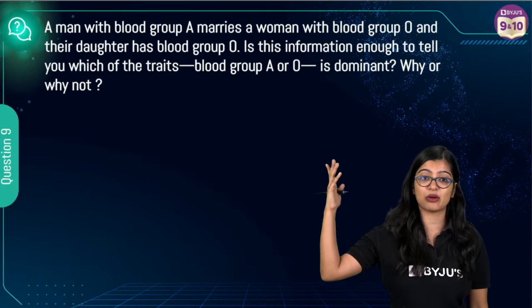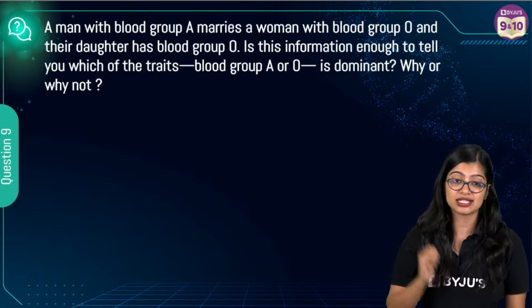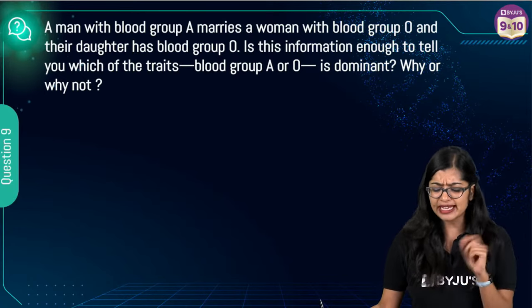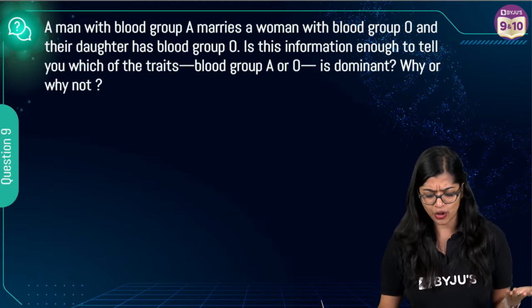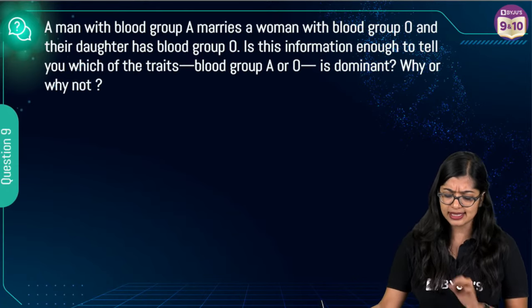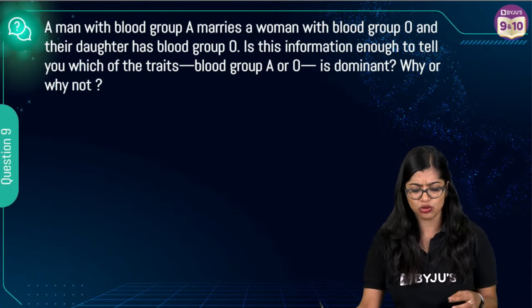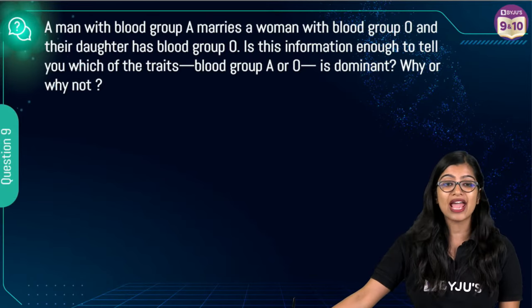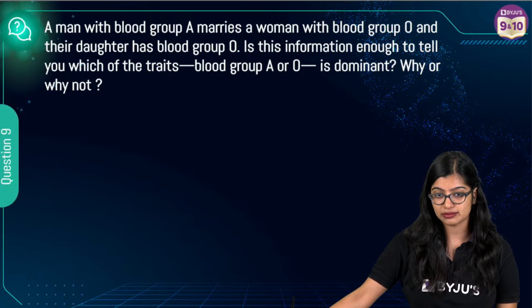Now, a lot of you are asking me questions based on blood group. So here's a particular question. A man with blood group A marries a woman with blood group O and their daughter has blood group O. Is this information enough to tell you which of the traits, blood group A or O, is dominant? Why or why not?